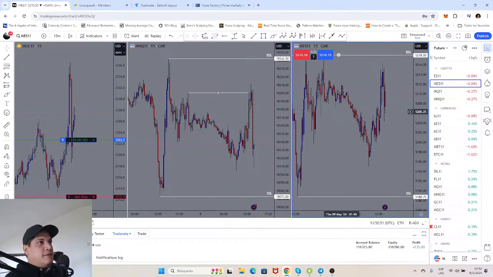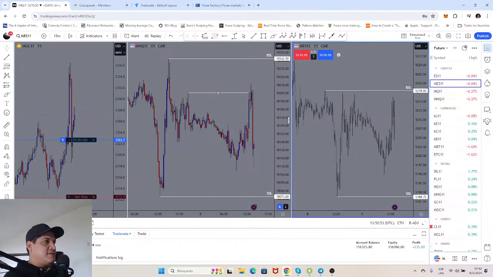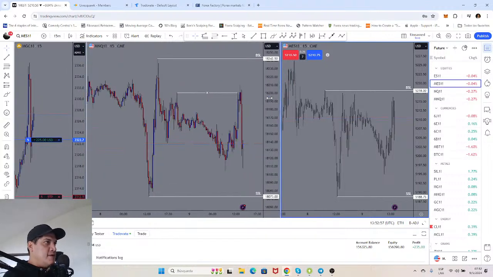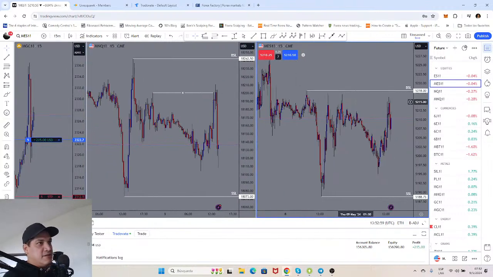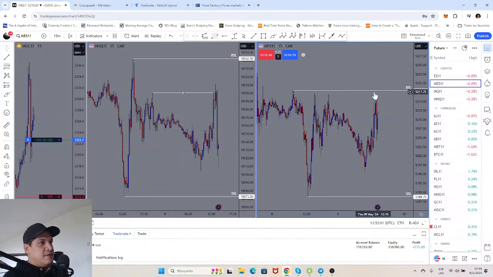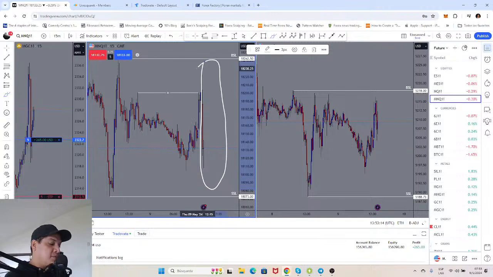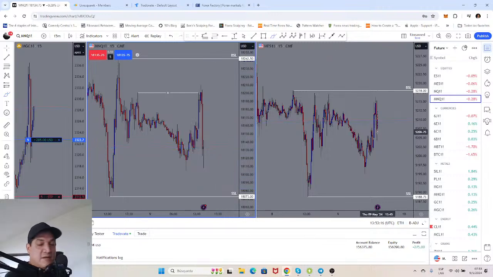Okay, let's wait and see what happens here with the S&P 500 and the Nasdaq. The S&P 500 is much closer to give us a liquidation of those highs than the Nasdaq is. Still inside of that range. I can't trade inside of this range. This is just not tradable for me.